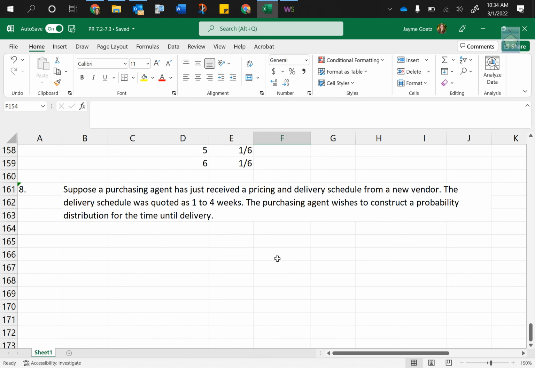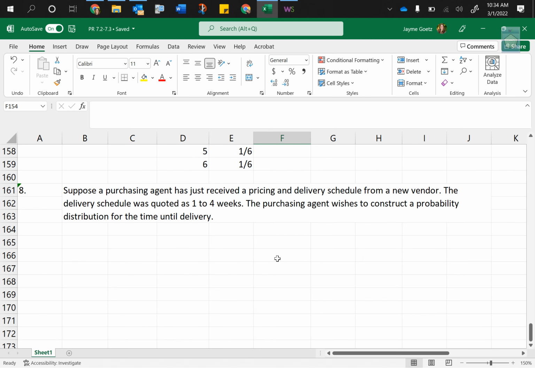So on number 8, suppose a purchasing agent has just received a pricing and delivery schedule from a new vendor. The delivery schedule was quoted as 1 to 4 weeks. The purchasing agent wishes to construct a probability for the time until delivery. So we're going to create a table, and we're going to have the random variable, and the probability of it. So the delivery could get here in 1 week, it could get here in 2 weeks, it could get here in 3 weeks, it could get here in 4 weeks.